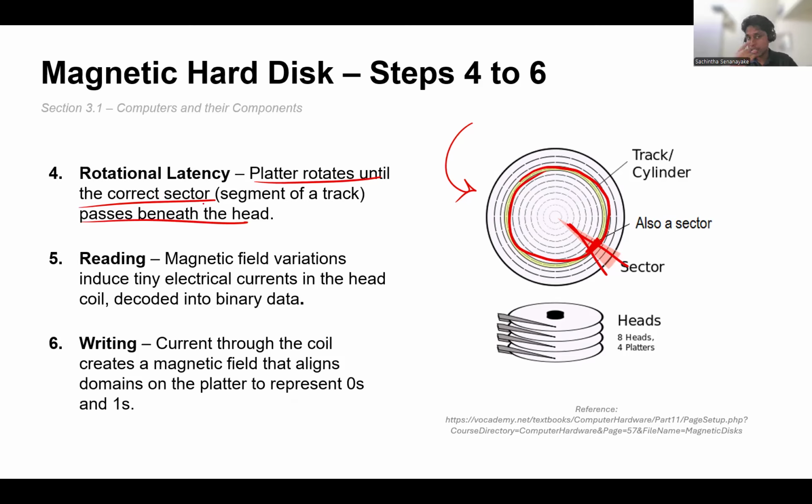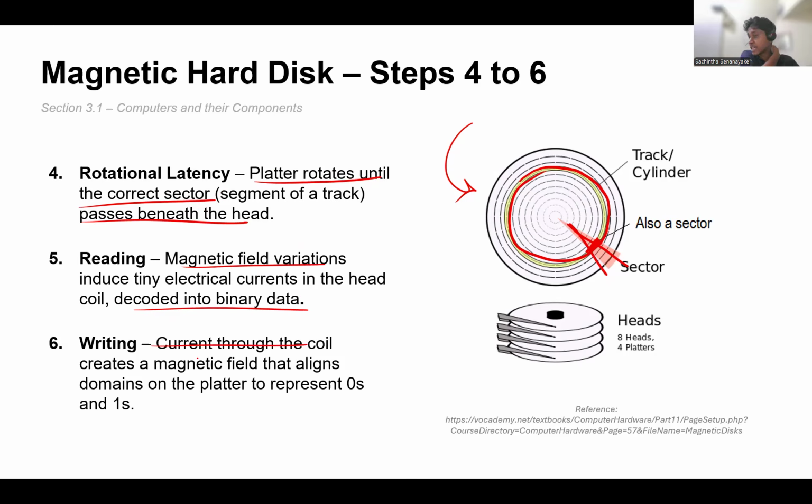right? And that's called rotational latency. And then you can apply magnetic fields to induce electrical currents in the head of the coil based off of what's on the disk, right? That's usually what happens when you read. So magnetic field variations on the read-write head can then be decoded into binary data to read what's on each of these sectors. And when you want to write data, you can pass a current through the coil to generate a magnetic field, which then changes what's on this sector.